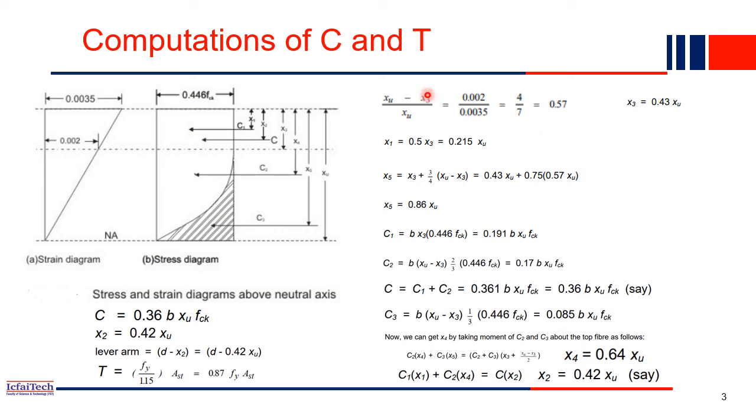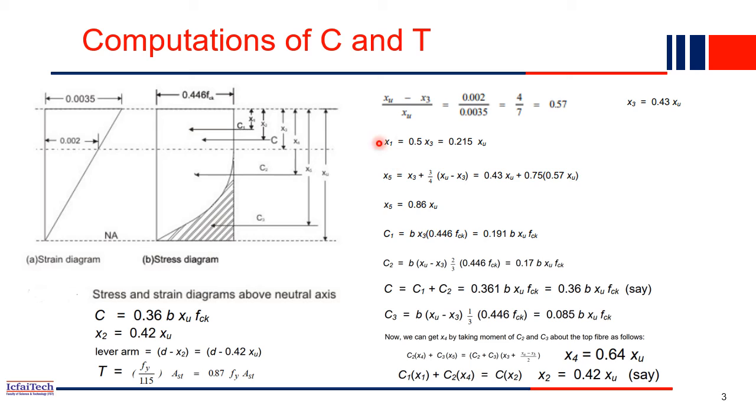Now from this, if you compute X3, X3 will be 0.43 into Xu. From this expression only you can compute it. Do it for yourself, you will get the same expression. So X3 equals 0.43 Xu. We are finding all the values X1 to X5 with respect to Xu. So the X3 computation is over. Now we know X3 is nothing but 0.43 Xu.